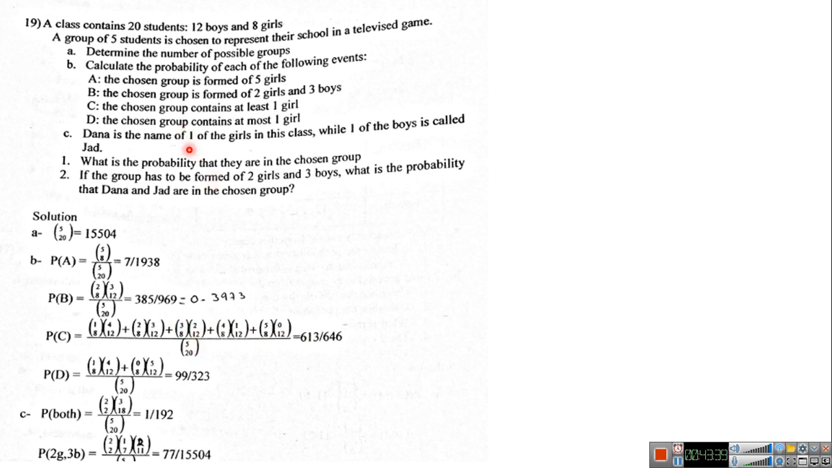This is very simple. At most one girl. You may have at most one girl. You may have 0 girl and 5 boys, or 1 girl and 4 boys. Dana is the name of one of the girls in the class, while one of the boys is called Jad.